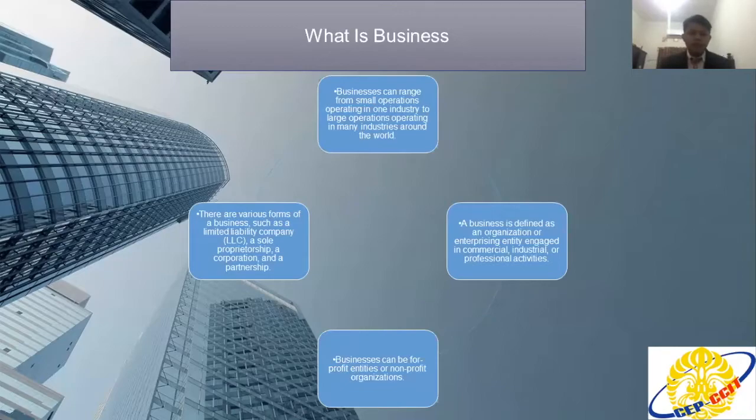A business is defined as an organization or enterprising entity engaged in commercial, industrial, or professional activities. Businesses can be profitable entities or non-profitable. There are various forms of business, like limited liability company (LLC), sole proprietorship, corporation, and partnership. A business can range from small operations in one industry to large operations operating in many industries around the world.